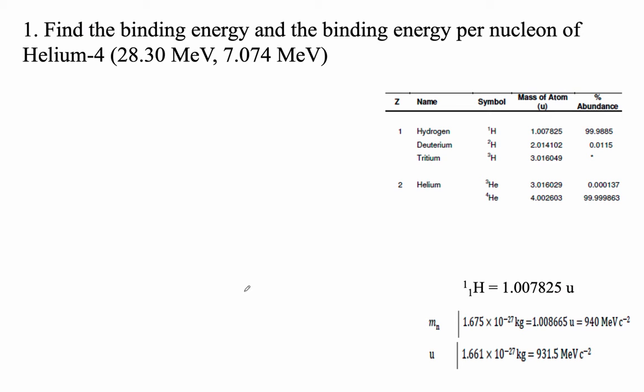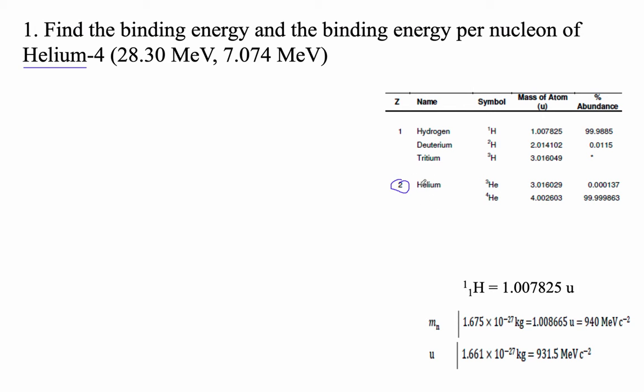All right, so we're going to find the binding energy and the binding energy per nucleon of helium-4. So remember, helium-4, when they give you stuff like this, helium means that it's got 2 protons. Any atom that has 2 protons we call helium.